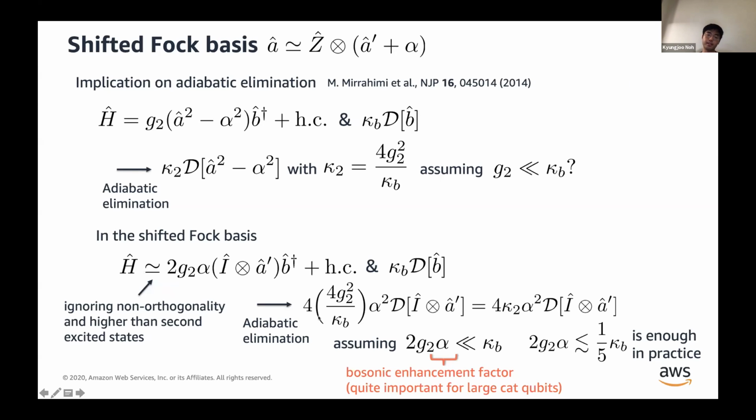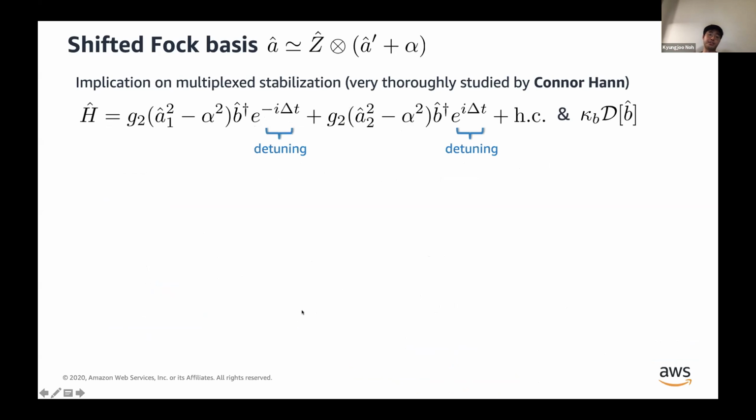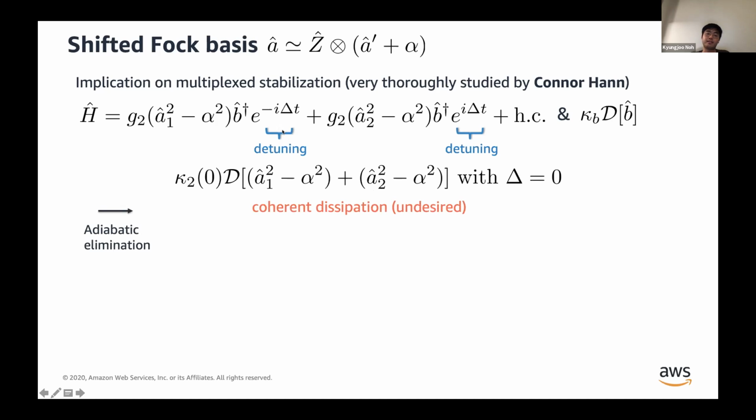So this was one application of the shifted Fock basis, and there's another very interesting application. This is not quite discussed in the literature, but it could be very useful, especially when we want to have many cat qubits. It's also possible that we consider using a single fast decaying ancilla to stabilize more than 2 cat qubits. And in that case, to have some incoherence, it's really important to have this detuning. Without the detuning, we have this coherent dissipator, so the stabilized manifold is much larger than we wanted to have.